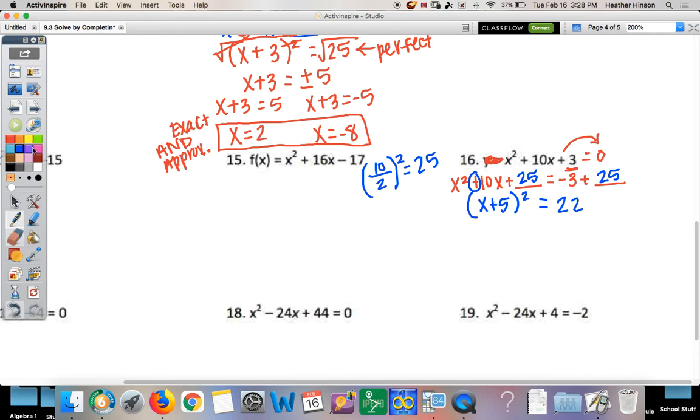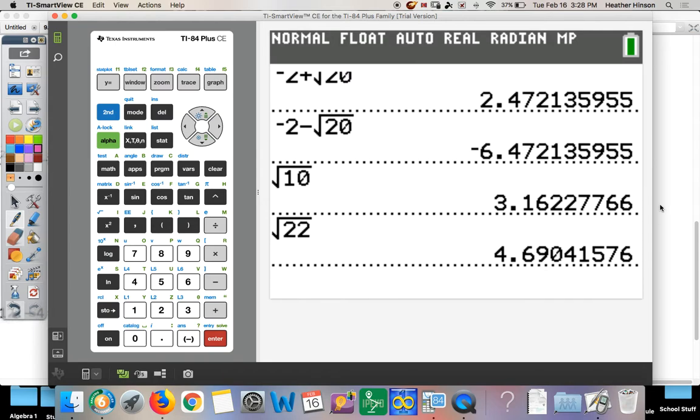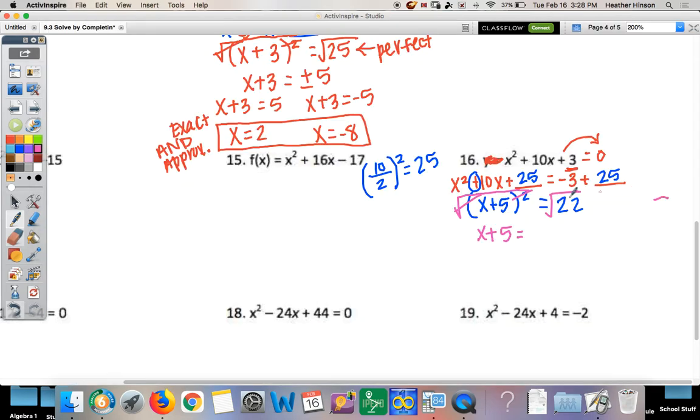How do we solve for x? We take the square root. So that'll cancel your squared. So x plus 5, square root of 22. You can plug that in, but that's not going to give you a good answer. So we leave our square root alone. So we'll have a positive square root of 22 and a negative square root of 22.